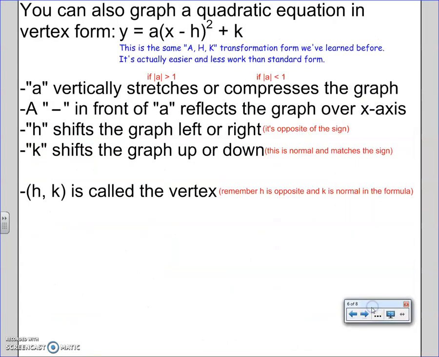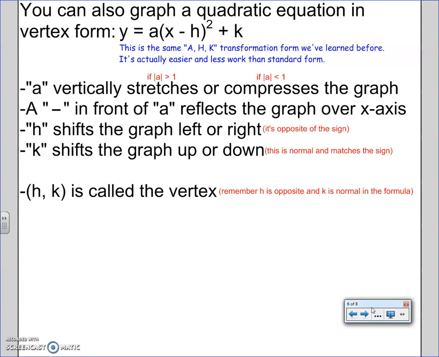Alright, you can also graph a quadratic equation in vertex form. Looks like that, y equals a(x - h)^2 + k. So this is the same AHK transformation form we learned before. It's easier and less work than standard form. So a does the same thing, vertically stretch or vertically compress, always by a positive number. The negative in front reflects the graph over the x-axis. We say flip, upside down.